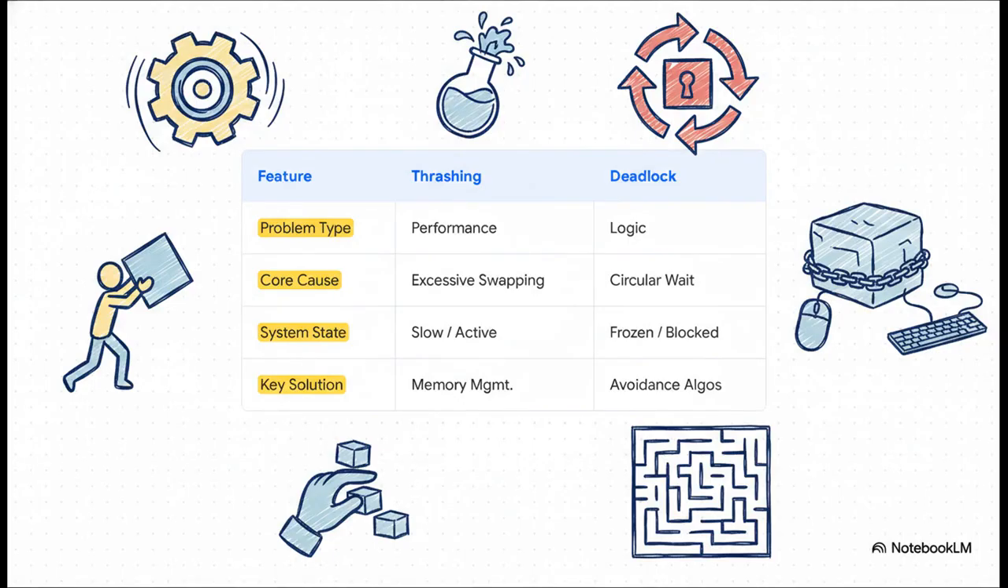Okay, let's wrap this up with a quick side-by-side. So the problem type: thrashing is all about performance, deadlock is all about logic. The root cause: for thrashing, it's too much memory swapping. For deadlock, it's that circular wait. What's the system doing? In thrashing, it's super slow, but it's doing something. In deadlock, it's just frozen. And the fix? For thrashing, manage your memory better. For deadlock, you've got to prevent those conditions or use a smart avoidance algorithm.